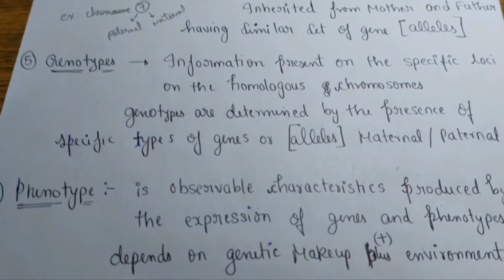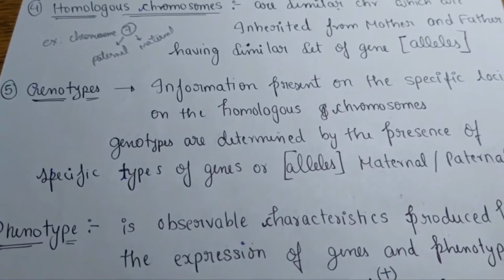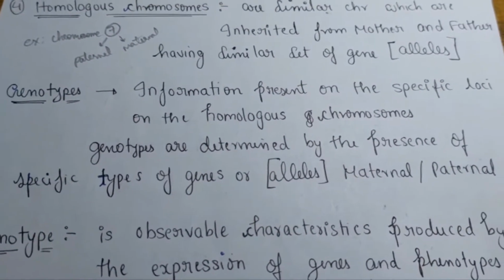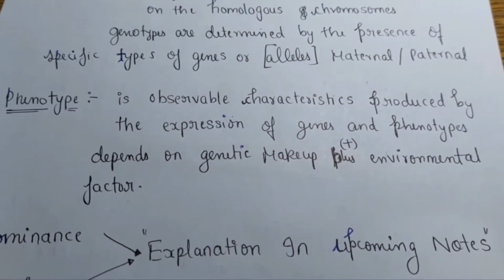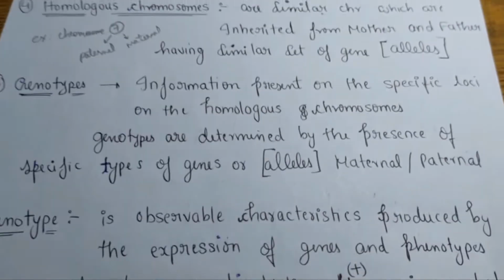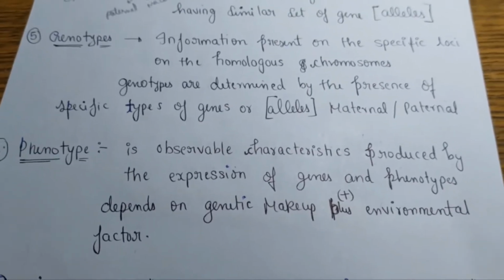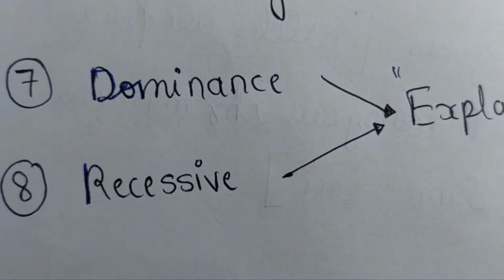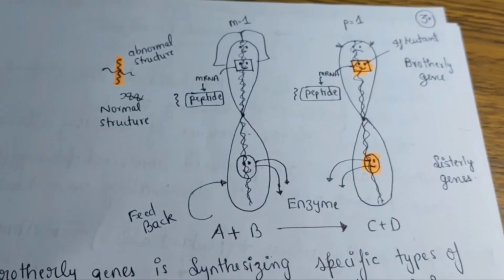Now we are going to see what is genotype. Genotype is basically the genetic makeup of an organism, and it is the information present on the genetic material of the organism. Phenotype is the observable characteristics produced by the expression of genes, and phenotype depends on the genetic makeup, or genotype, and environmental factors. And now we are going to understand the concept of dominance and recessiveness.